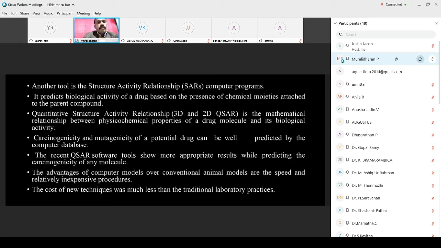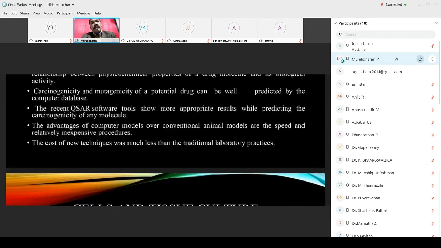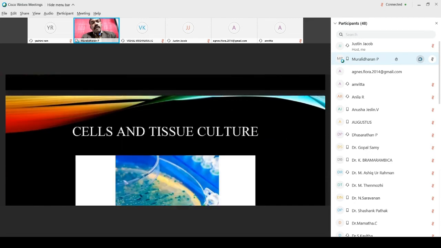And the recent QSAR software tools show more appropriate results while predicting the carcinogenicity of a molecule. And the advantages of these computer models over conventional animal models are the speed and relatively inexpensive procedure. So these are the main points for a researcher. And the cost of new techniques is very much less than traditional laboratory practice.